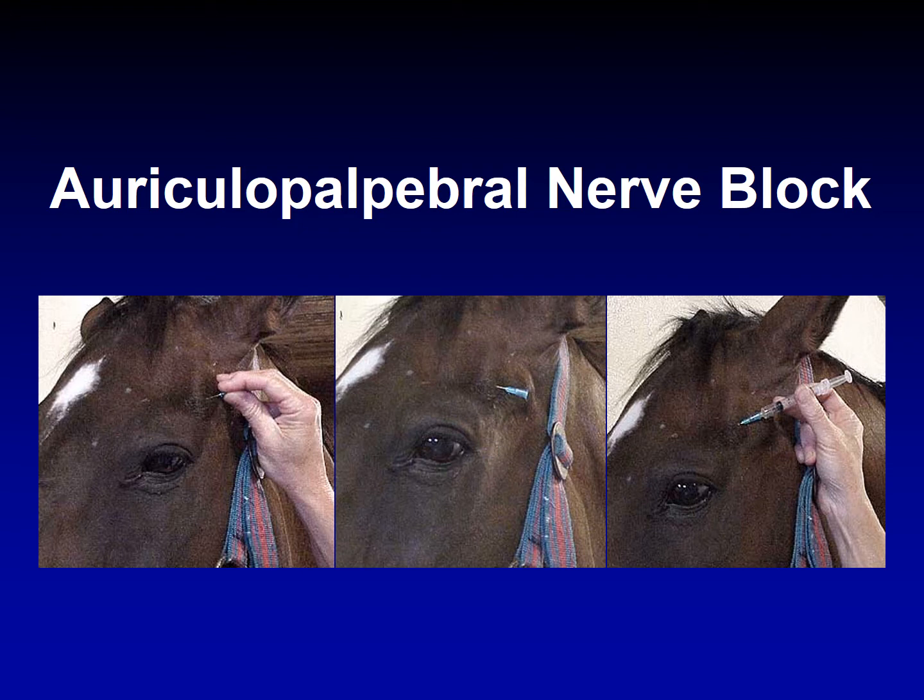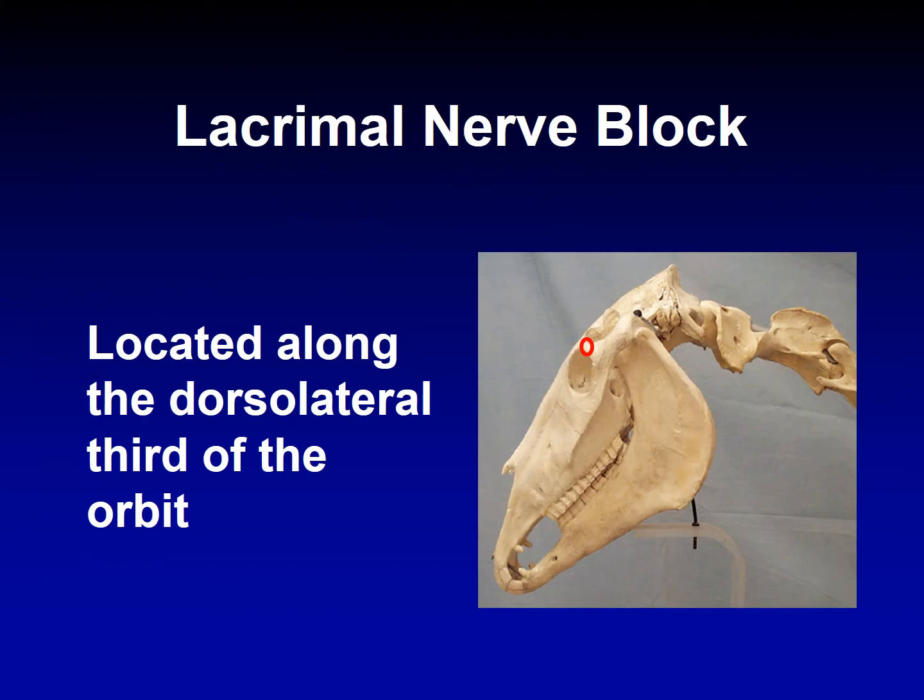Now let's see the other nerve block. So we did two nerve blocks so far: the supraorbital nerve block and then the auriculopalpebral nerve block. Now we're going to come to number 3, which is the lacrimal nerve block. The lacrimal nerve block, we do it at the dorsolateral third of the orbit.